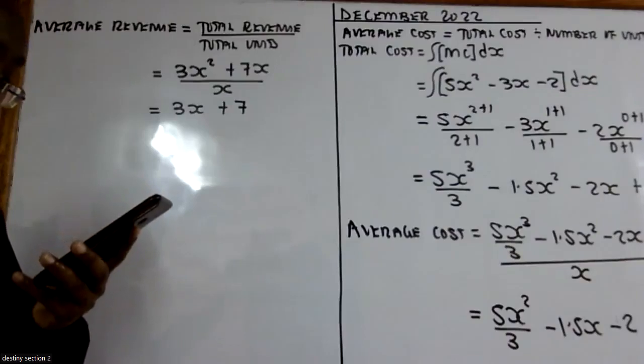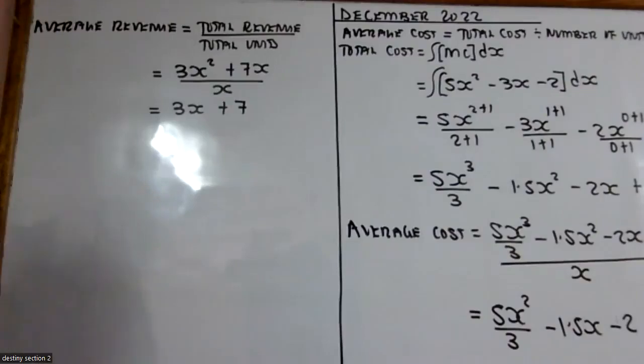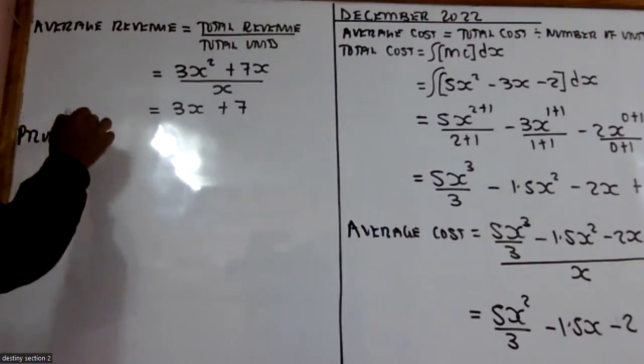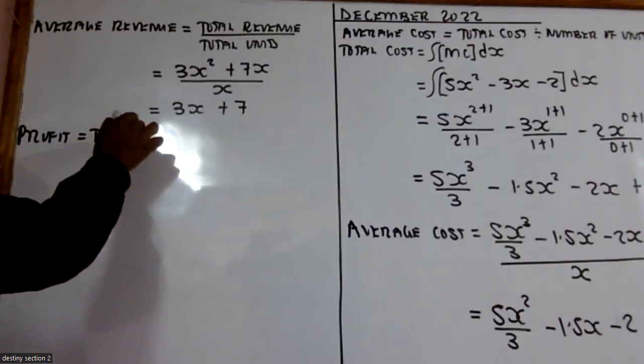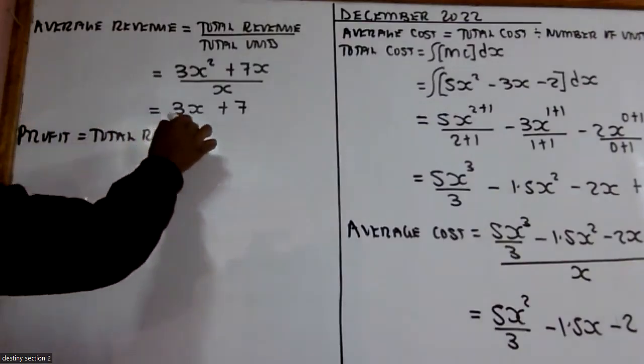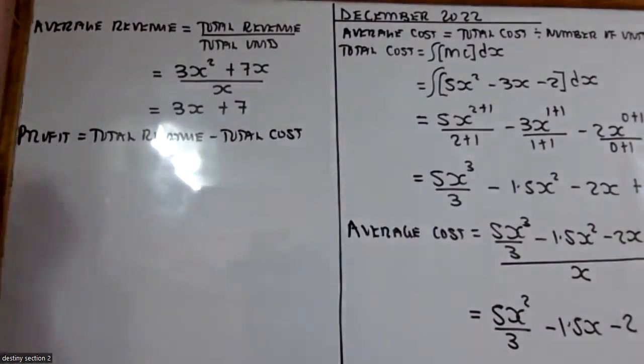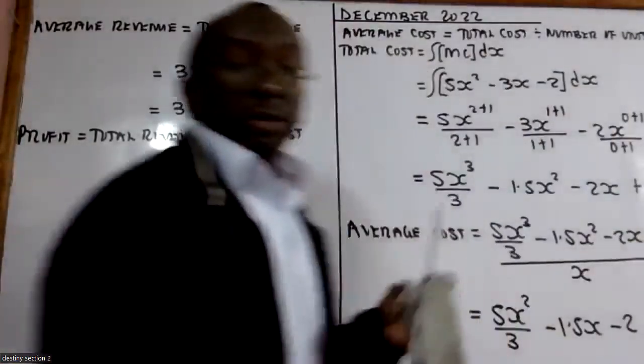Calculate the profit maximizing output. So you will come here and say that profit is supposed to be total revenue minus total cost. Total revenue minus total cost. So I'm going to wrap here so that your function can get enough data to break.